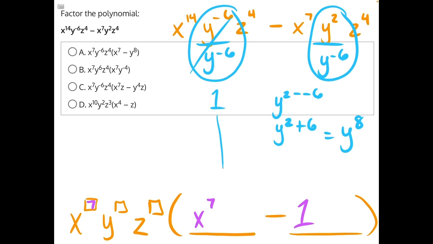So we will have 1 as our result from factoring on this side, and y to the 8th as our result from factoring on this side after we factored out y to the negative 6. Now we just need to go back and do that for our z variables.